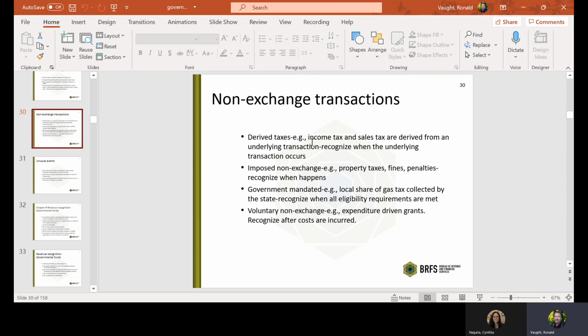Non-exchange. We've got derived taxes, which are income taxes or sales tax, derived from an underlying transaction, like how much money we make, and that drives how much income tax we have to pay. We don't deal with sales tax too much here, but we do have that new clean energy fund tax, which is basically a sales tax. You recognize it when the underlying transaction occurs. With sales tax, every time the cash register rings up a sale, we have a right to our money and we have earned that money.